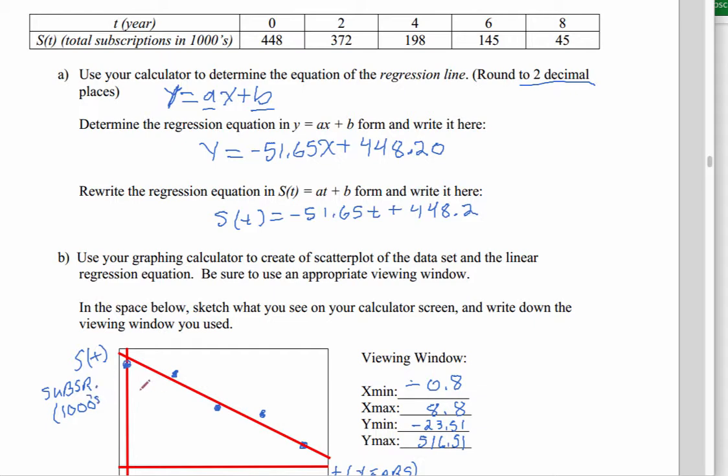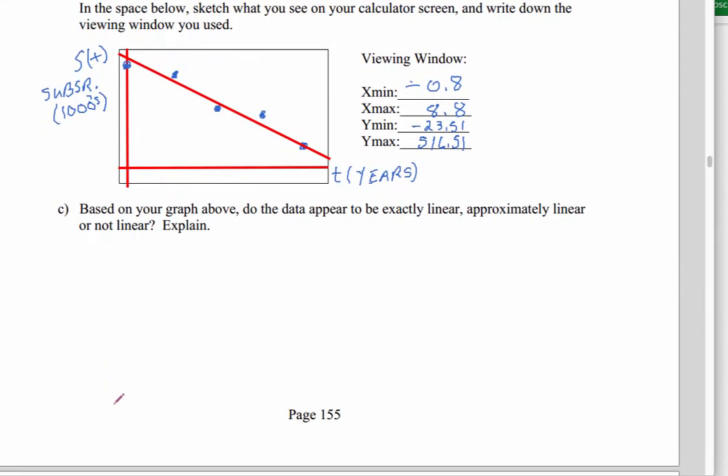Okay, so now I'm feeling pretty good about my graph, got all the information I need on there. Let's move on. It says, based on your graph above, do the data appear to be exactly linear, approximately linear, or not linear? Explain. Well, I'm going with approximately linear because if it was exactly linear, all of my points would have fallen exactly on the line, and they don't. But that said, it looks like a line is a really good model of the relationship between time and the number of subscriptions per year. So I would say the line is doing a good job of fitting it.